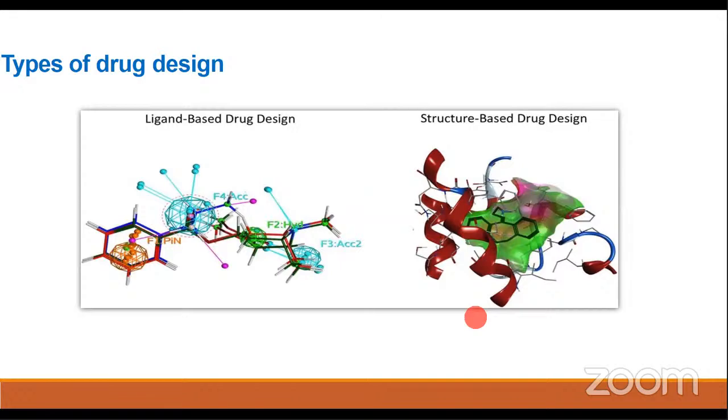Where we do not have the protein structure or target structure, but only a few ligands or molecules are available, in those cases we can take up ligand-based drug design approaches. Maybe we can talk about QSAR, or we can go ahead with pharmacophore modeling, or with similarity search. Those kinds of things can be used in ligand-based design.